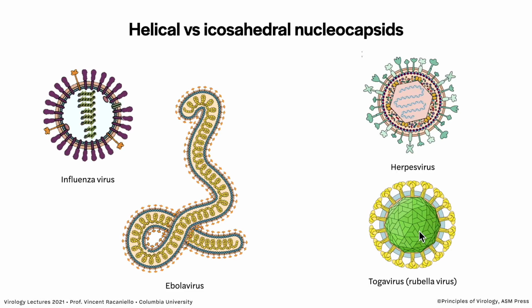And then we have viruses that are enveloped that have icosahedral nucleocapsids within them. I showed you herpes virus, which is enveloped. Within it is the nucleocapsid, the structure with DNA in it. Or togaviruses like rubella virus. These have an envelope. Within the envelope is an icosahedral nucleocapsid. This has, in this case, RNA in it.